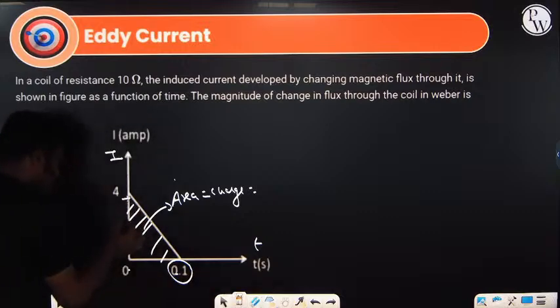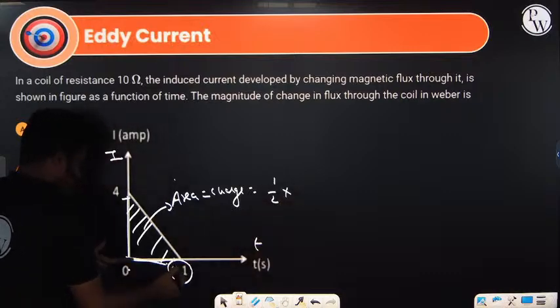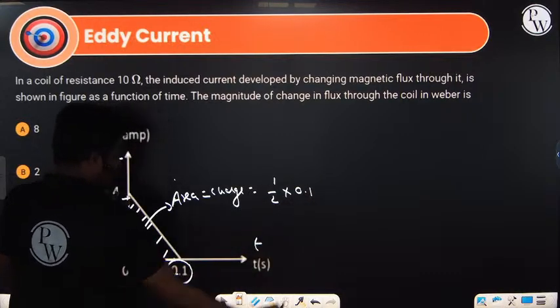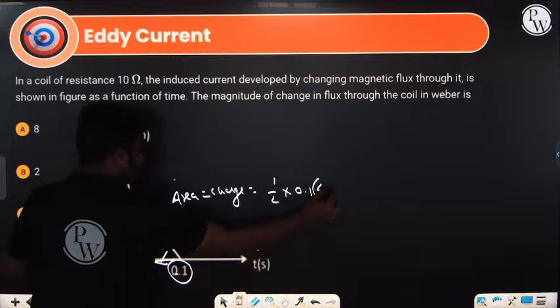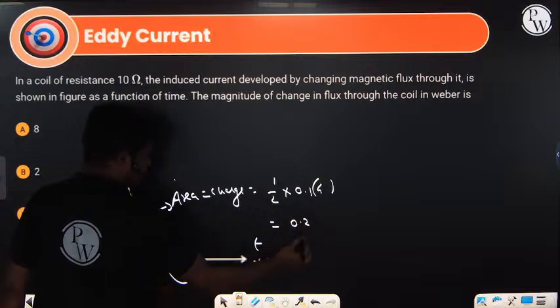And what is the total charge? We can calculate it from the area. What is the area? Half into base, base is 0.1, into height 4. So we get half into 0.1 into 4, that is 0.2. This is the charge we are getting.